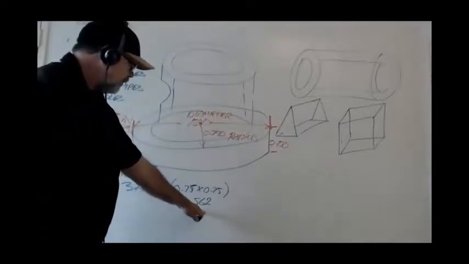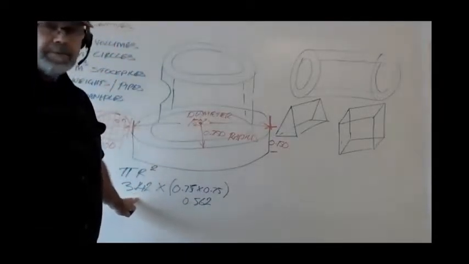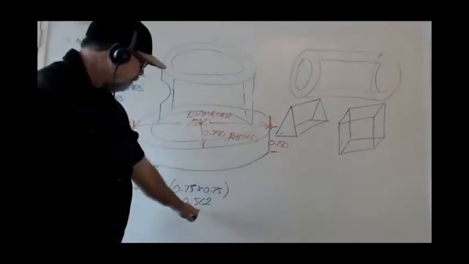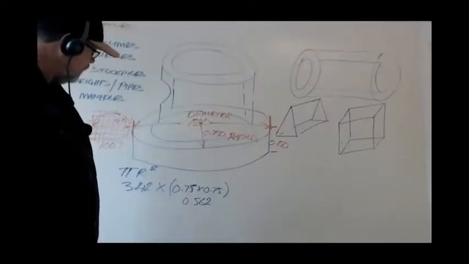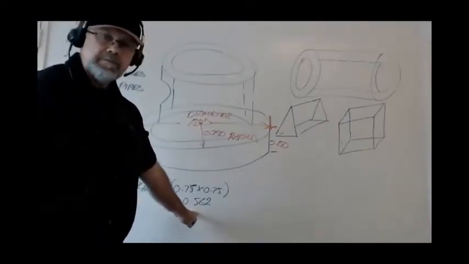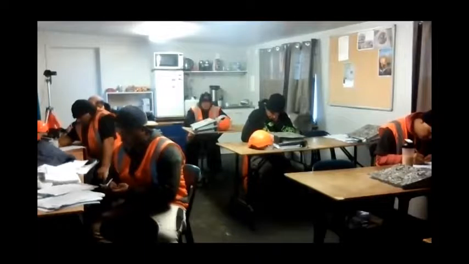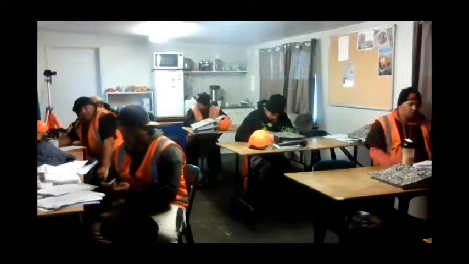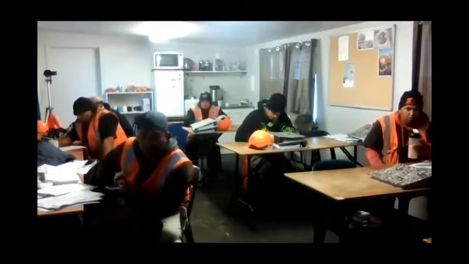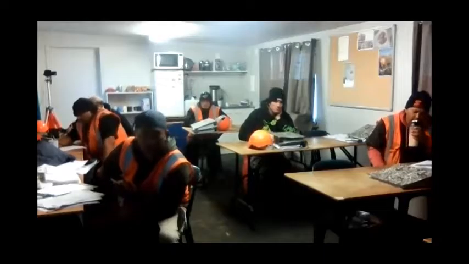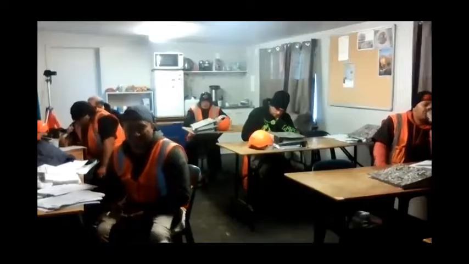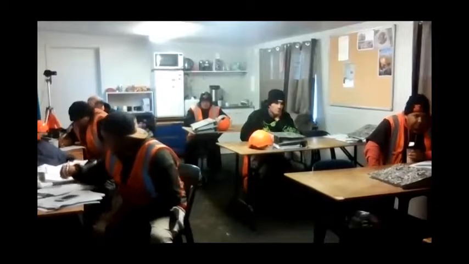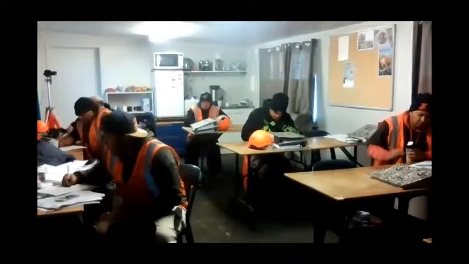So 0.562, so now we've got two numbers here. We've got 3.142 multiplied by 0.562. So just do that calculation for me. 3.142 multiplied by 0.562. 1.765. Yep, that's fine. Okay. 1.765.